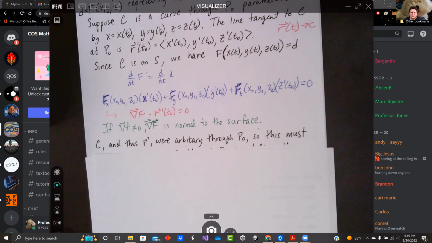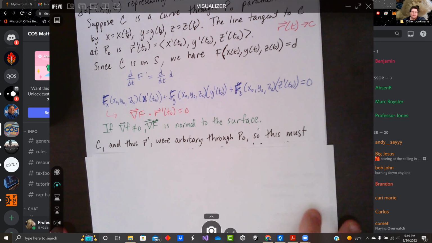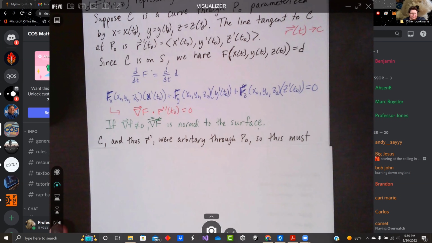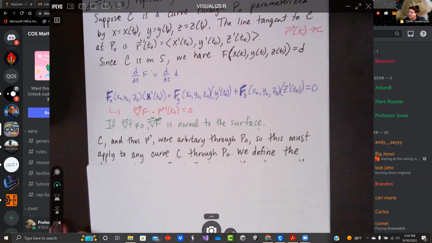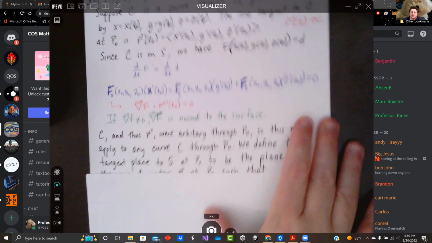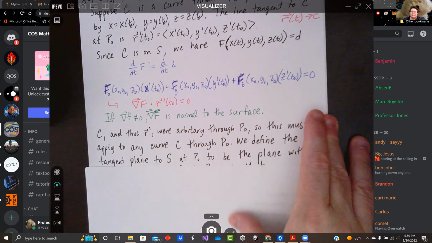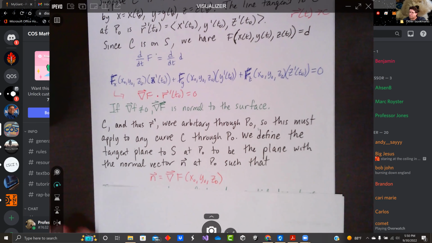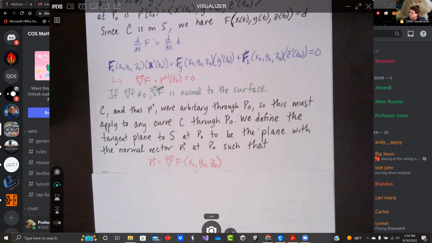And I didn't actually specify what curve we were using or what point we were using on that curve. So this must apply to any curve C that goes through P naught. So we can use that gradient of f to define the tangent plane for S at P naught. So our normal vector, oh, I have a lowercase n.